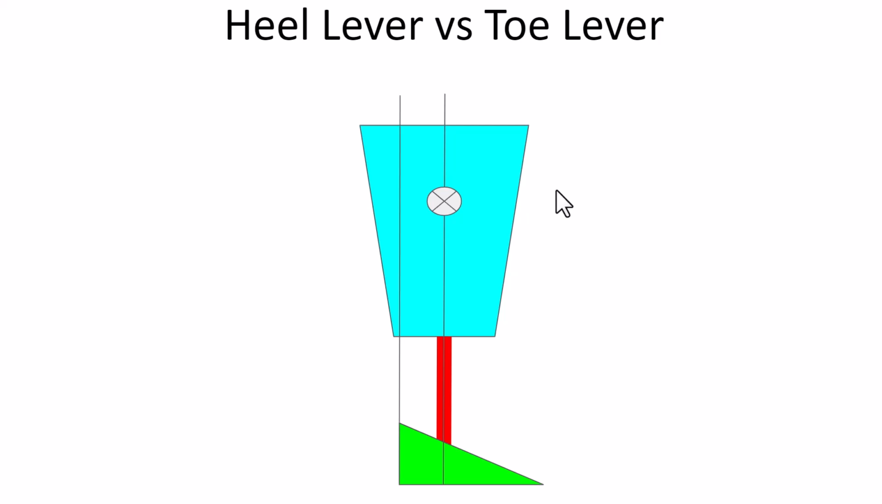First, this X represents the center of the socket. I've drawn a line right through the center, through the pylon, through the foot, and this new line represents the ground reaction force coming in from the heel. This would be, say, initial contact in the gait cycle. What you should know is that the distance between the center of the socket and where this ground reaction force is coming up is known as the heel lever.